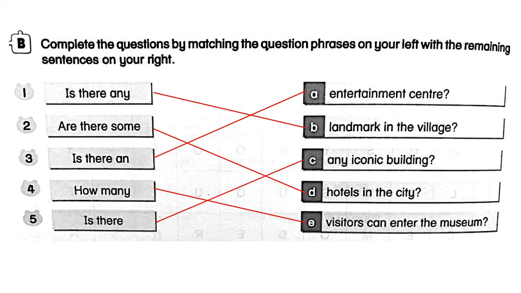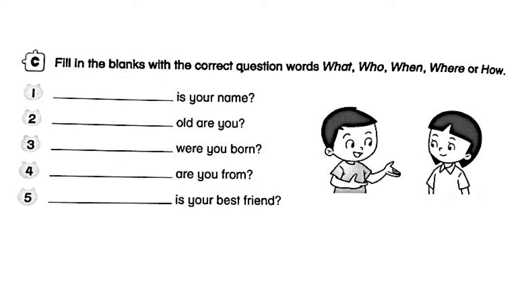Alright? Okay, fill in the blanks with the correct question words. What? Apakah? Who? Siapakah? When? Bilakah? Where? Manakah? Or how? Bagaimanakah? Okay? So first, what is your name? Yes, what is your name? Okay, how old are you? You want to ask about the age of someone. Definitely, how old are you?